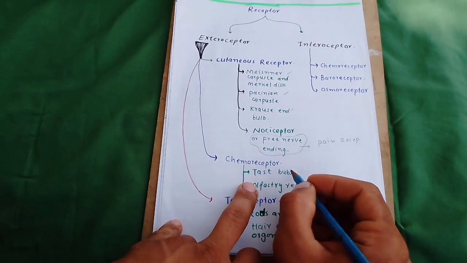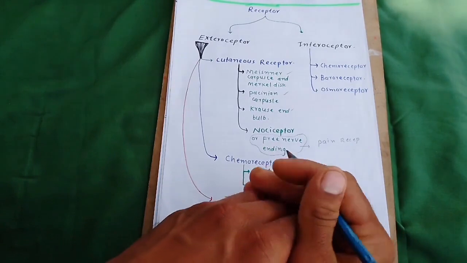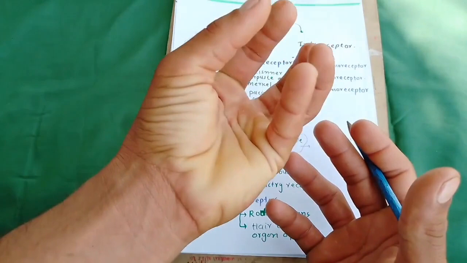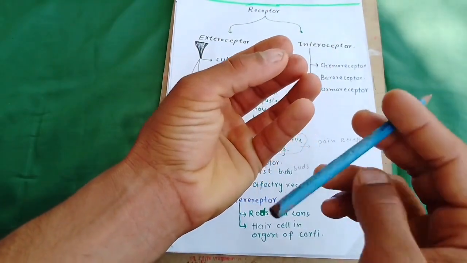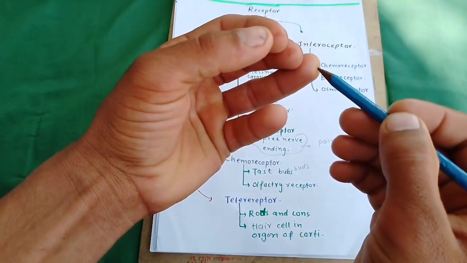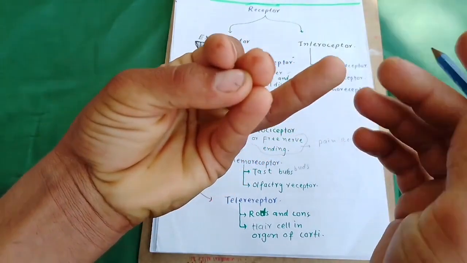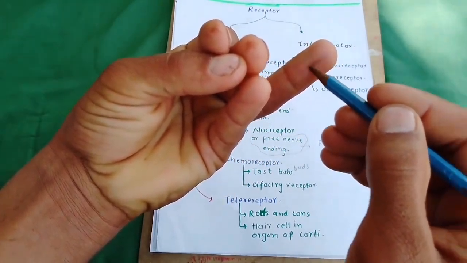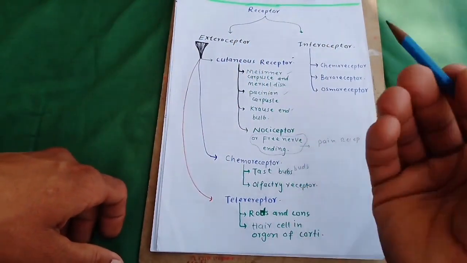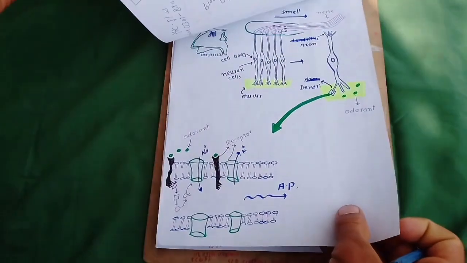Taste bud. A taste bud is not a receptor, but a taste bud is made from many types of cells, and they make a huge mass which is called a taste bud. One of the cells from the taste bud has a cell membrane, and the cell membrane has macromolecules which act as the receptor. So this is only a simple concept. The olfactory receptor, I will discuss later.